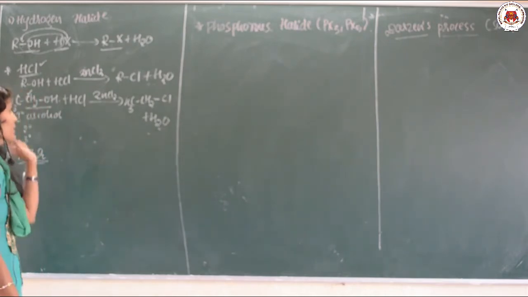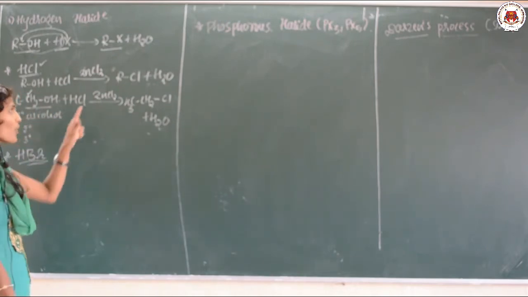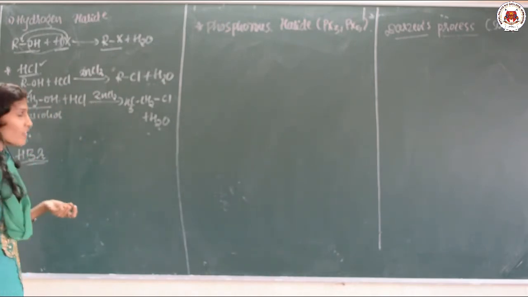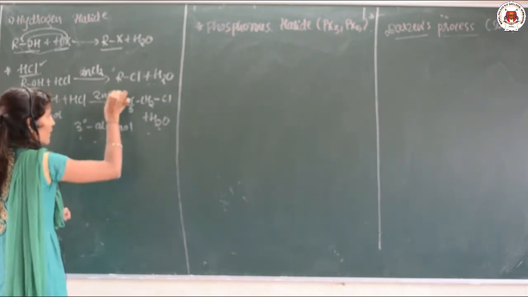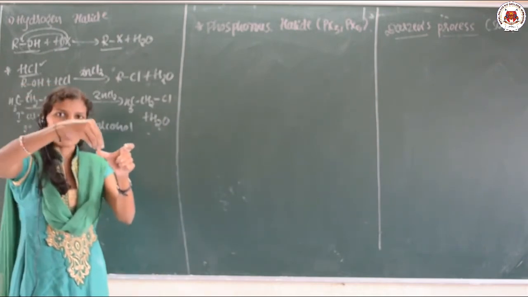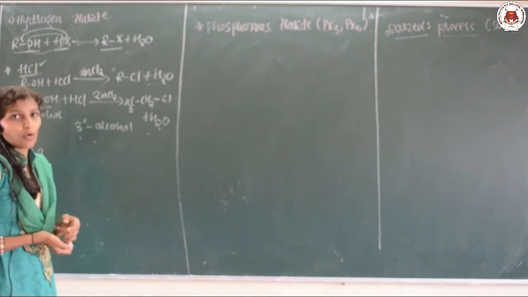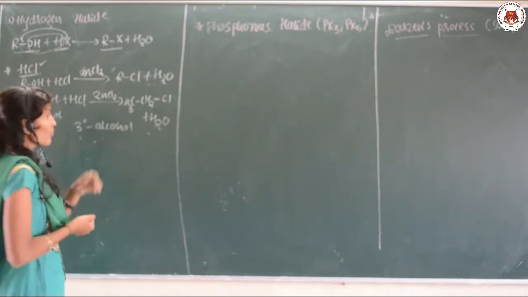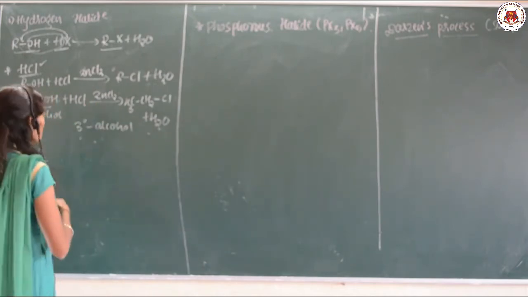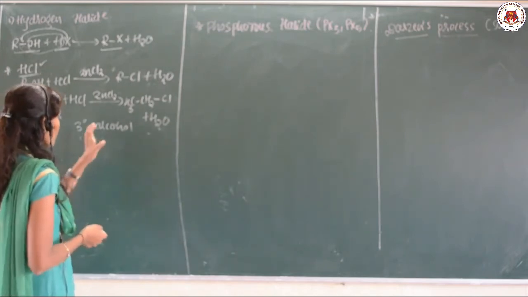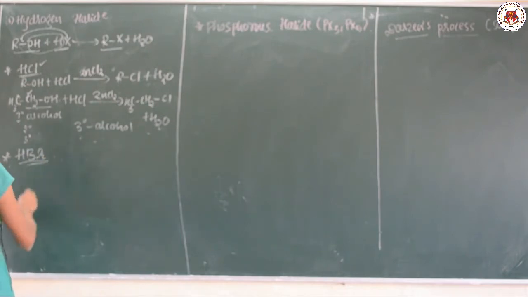See here, whenever we use primary and secondary alcohol with HCl, we need ZnCl2 as our catalyst. Suppose I am talking about tertiary alcohol, there is no need of adding ZnCl2. Directly, just by adding some HCl and shaking it, you are going to get the product as a haloalkane for the tertiary alcohol. But for primary and secondary you have to add ZnCl2, which acts as a catalyst. For tertiary alcohol, no need of adding any ZnCl2. Clear?